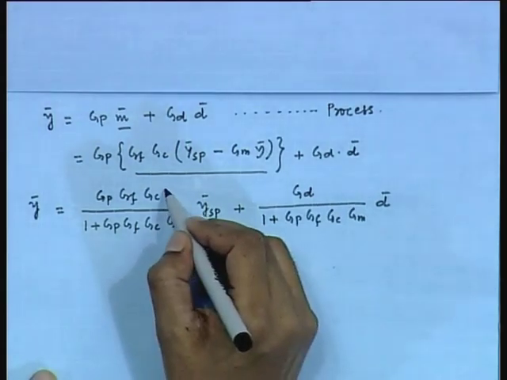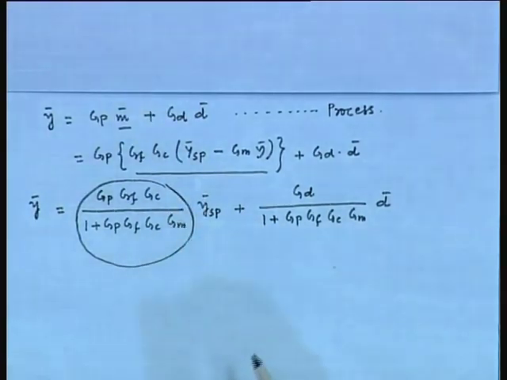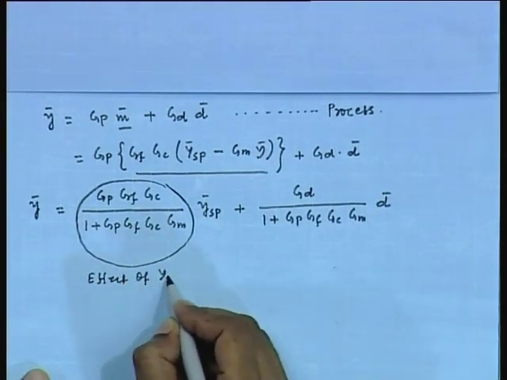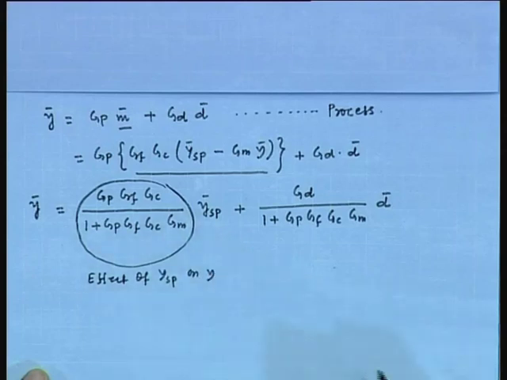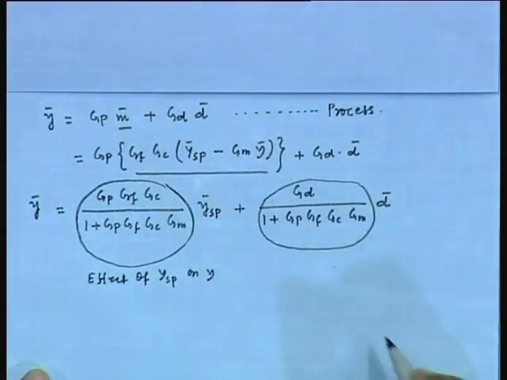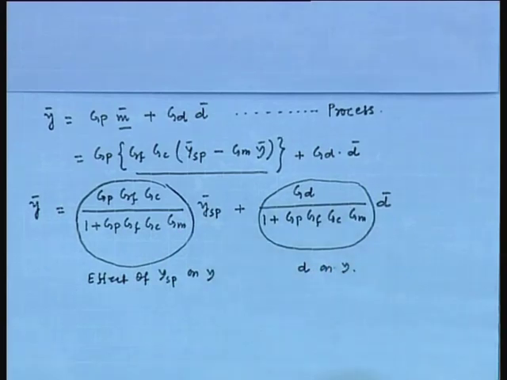Now, the first right hand term provides the effect of y set point on y. Similarly, the second right hand term provides the effect of disturbance on y. The second term of this equation provides the effect of disturbance on y.